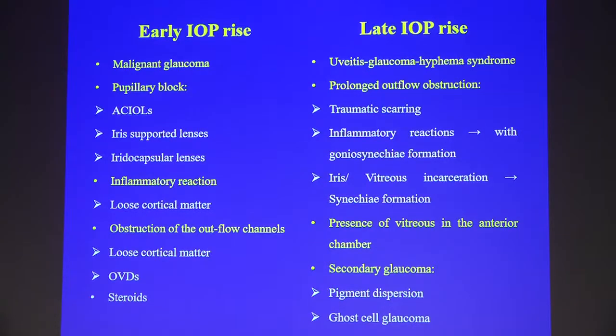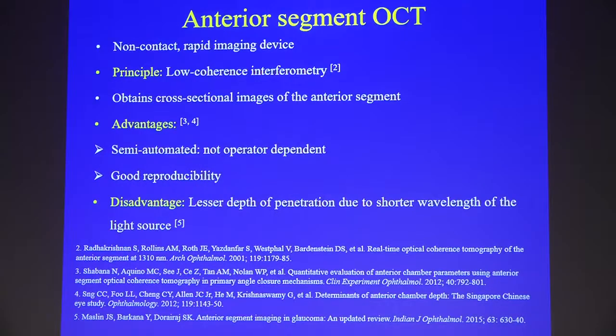The late intraocular rise of pressure can occur in uveitis-glaucoma-hyphaema syndrome, prolonged outflow obstruction, traumatic scarring, inflammatory reactions, iris vitreous incarceration, synechiae formation following that, presence of vitreous in the anterior chamber, secondary glaucoma, pigment dispersion, or host cell glaucoma. The anterior segment OCT is a non-contact rapid imaging device.